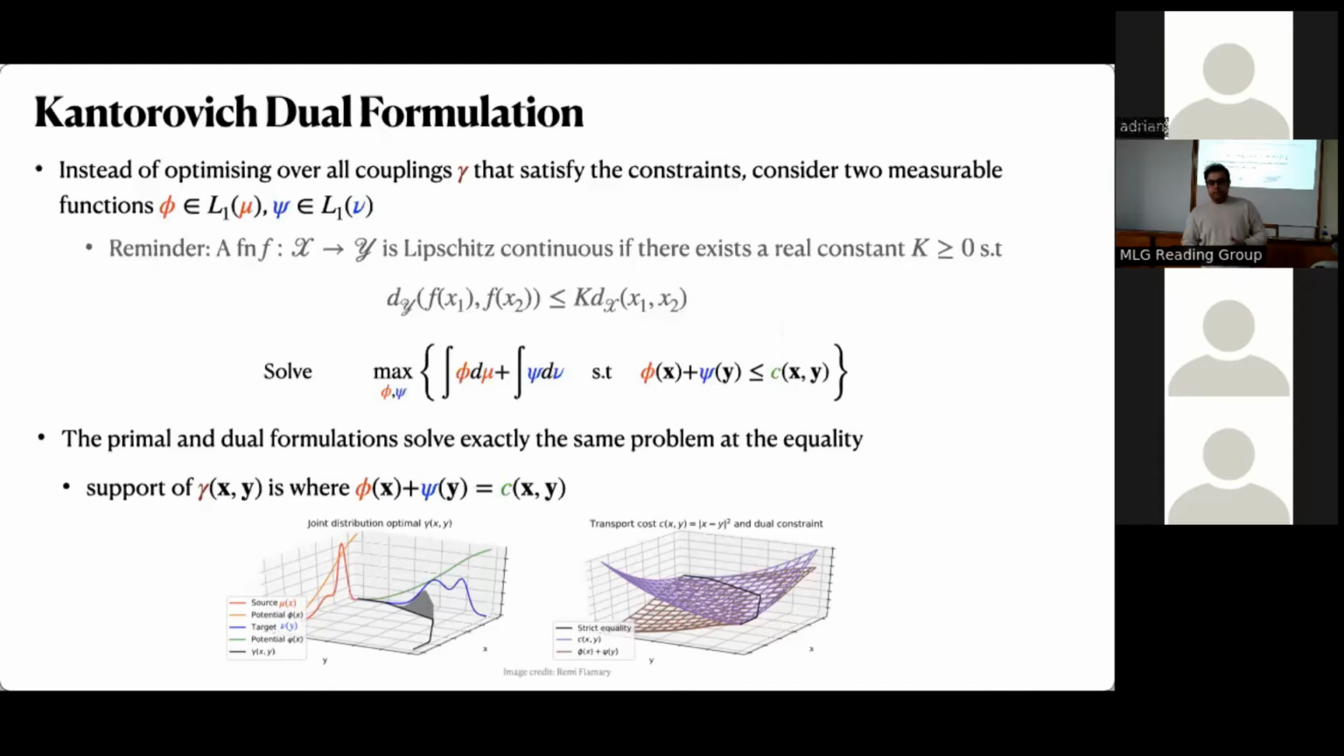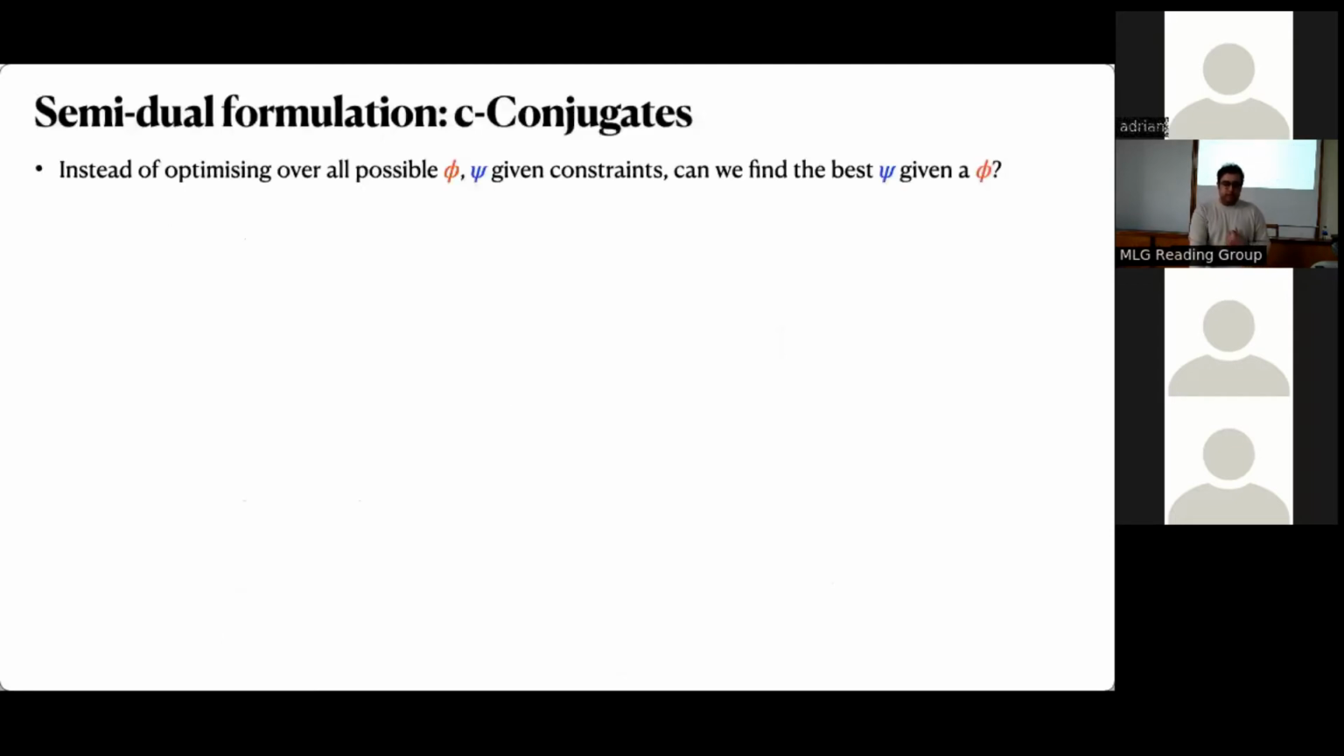So it's now much easier to basically store two functions on omega s and omega t rather than just the coupling on a quadratically larger space. But you can do even a bit better than this. Instead of optimizing over all possible phis and psis given the constraints, can we find the best psi given a family of functions phi? This family of functions can be a neural network parameterized by some family of distributions. Given a family phi, can you find the best psi?